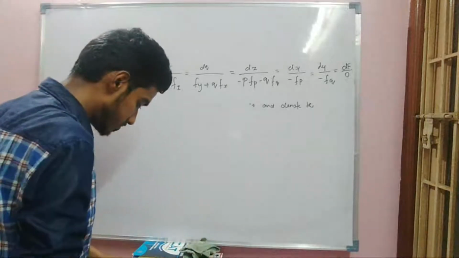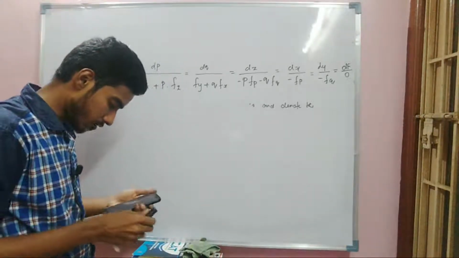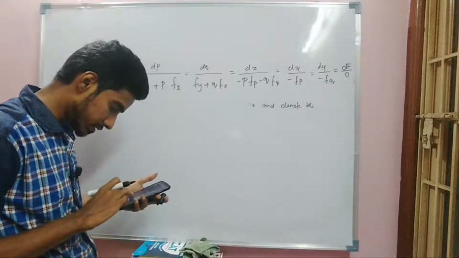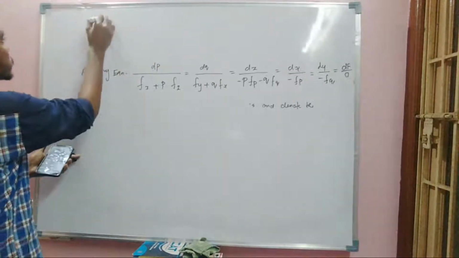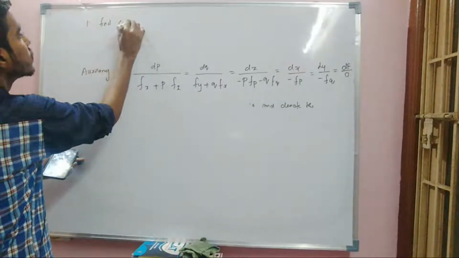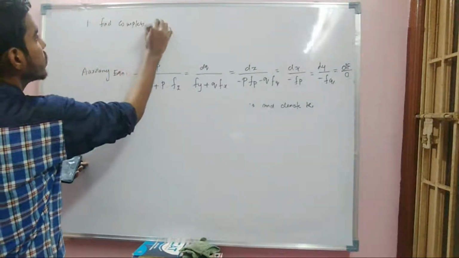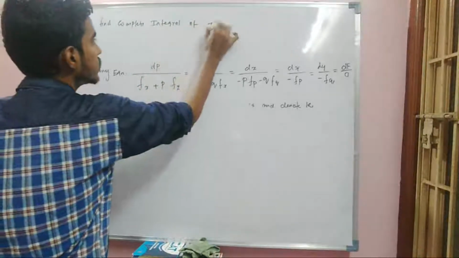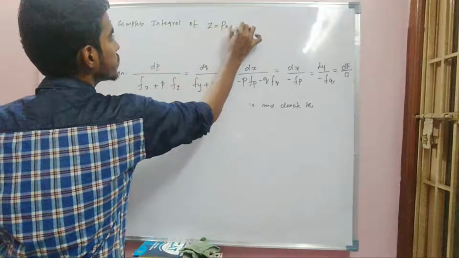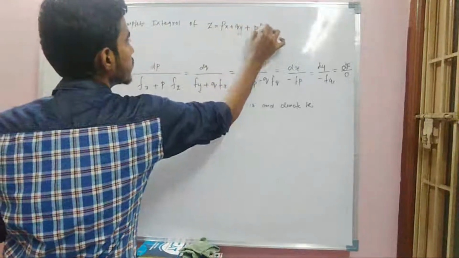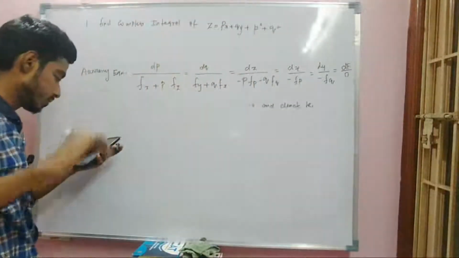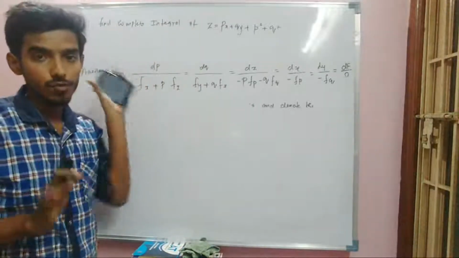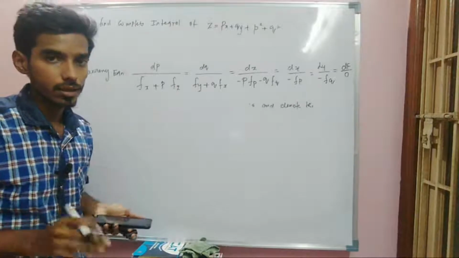So first problem, find the complete integral of z is equal to px plus qy plus p square plus q square, right? This question was asked in 1996 IAS. This is the question. Now they asked us to find the complete integral. That means you have to solve that by Charpit's method.